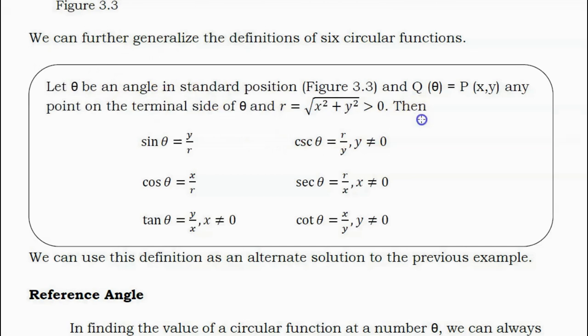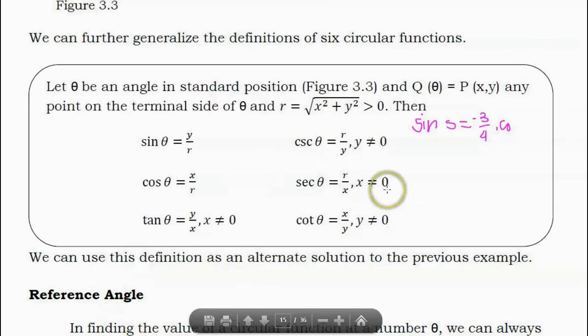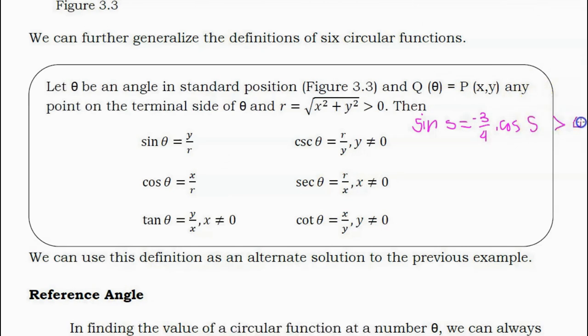Okay, let us go back to our previous example. The given here is sine s is equal to negative 3 over 4, and we are going to find the value of cosine s, with the condition that cosine s should be greater than 0. So from this definition of the 6 circular functions, we will use the equation r squared is equal to x squared plus y squared.